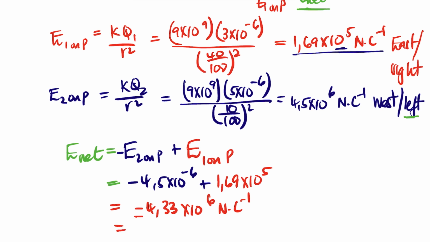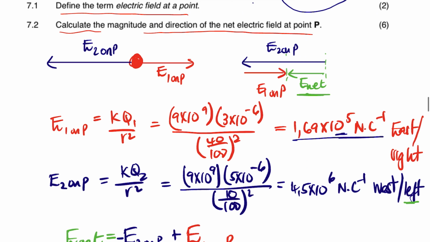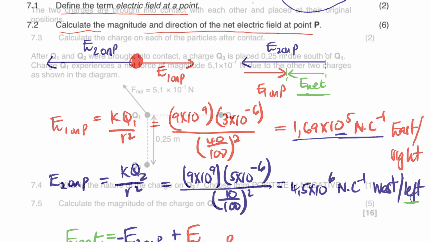And then that negative tells us that it's 4.33 times 10 to the power 6 newtons per coulomb to the what? To the west. That's west, as I've mentioned, that the net is going to the west.